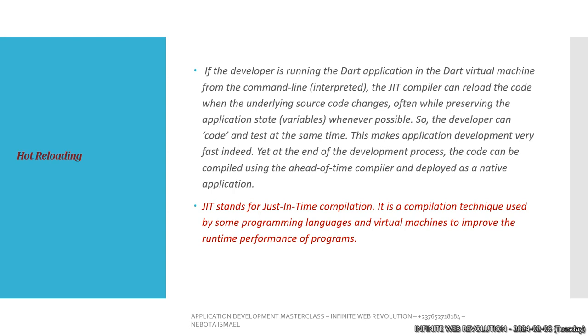Now, just-in-time compilation is a technique used by programming languages and virtual machines to improve the runtime performance of programs. Now let me explain to you ahead-of-time compilation. With ahead-of-time compilation, your entire source code needs to be converted and compiled every time you want to run it. So every time you want to run it, it needs to do the whole process over again.